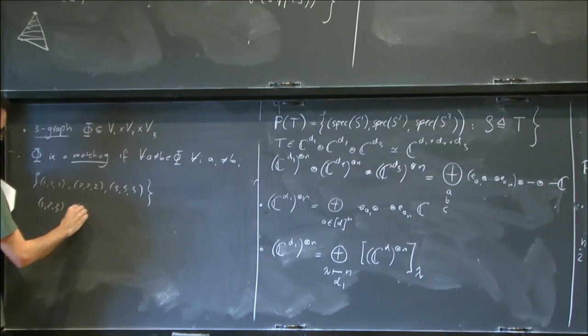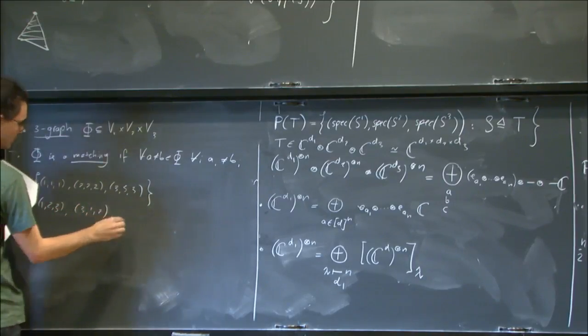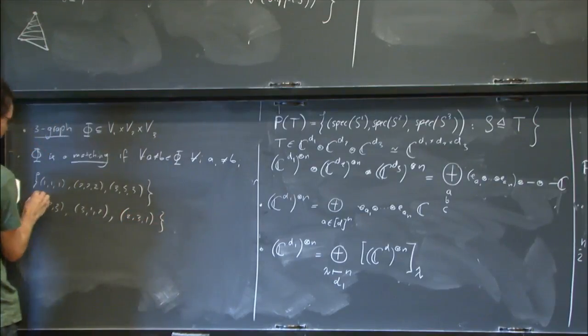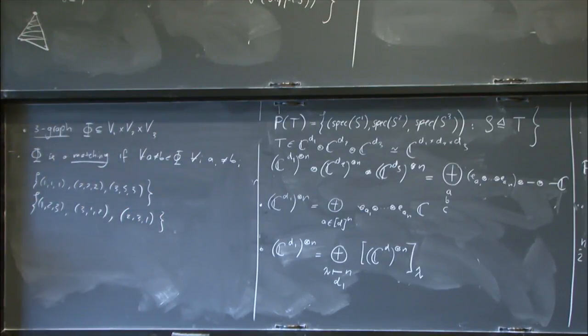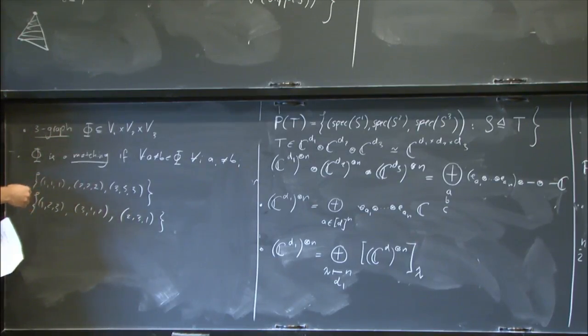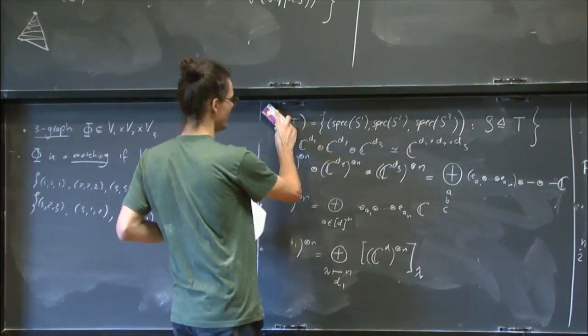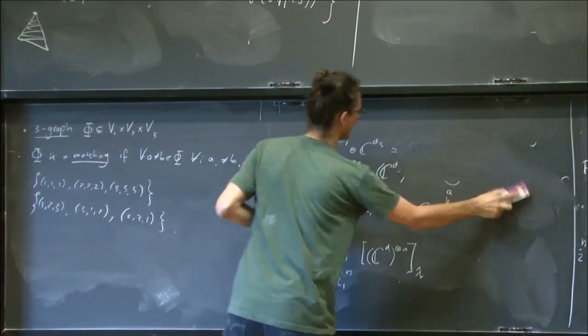So like this, this is also a matching. But up to a local permutation, they will look like this. That's right. Just like matchings in graphs. Yeah, exactly.